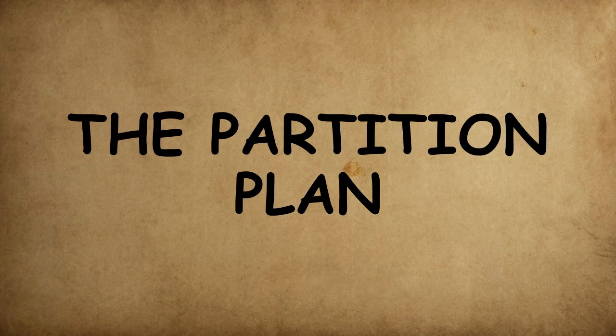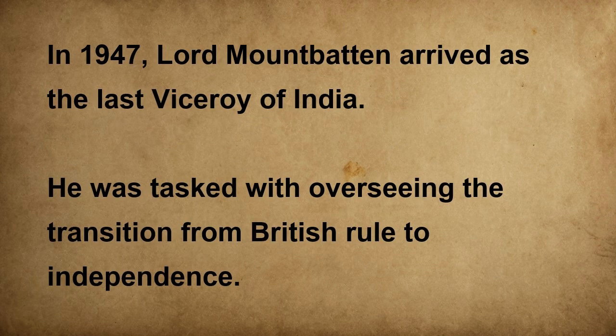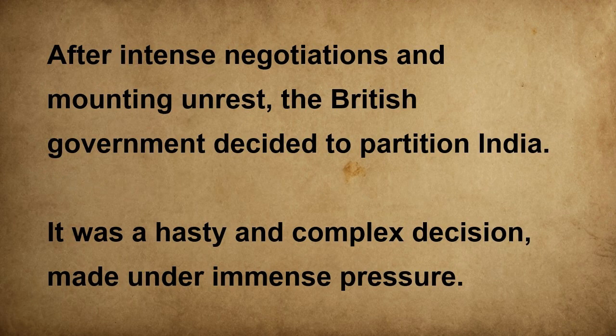Part 4. The Partition Plan. In 1947, Lord Mountbatten arrived as the last Viceroy of India. He was tasked with overseeing the transition from British rule to independence. After intense negotiations and mounting unrest, the British government decided to partition India. It was a hasty and complex decision, made under immense pressure.